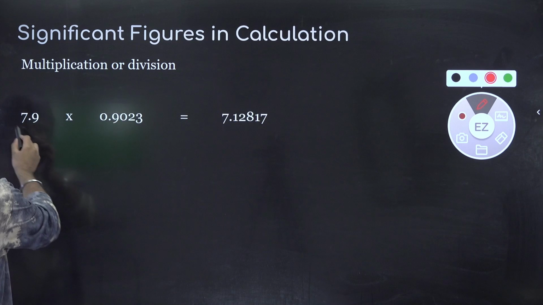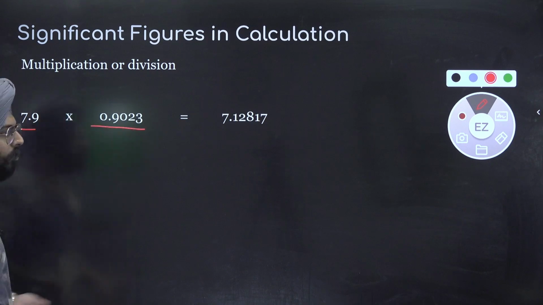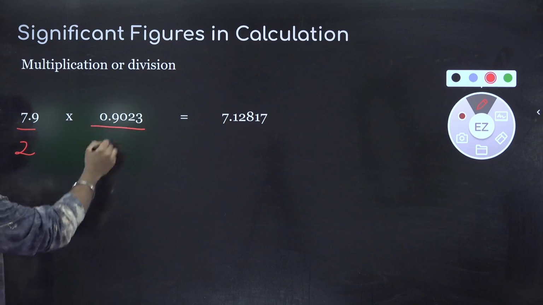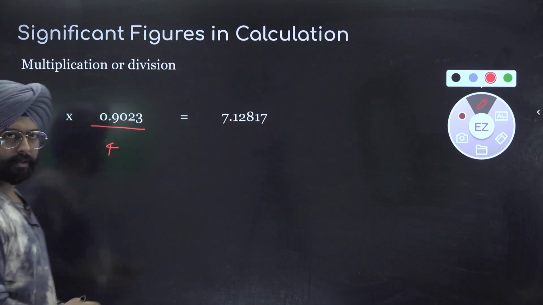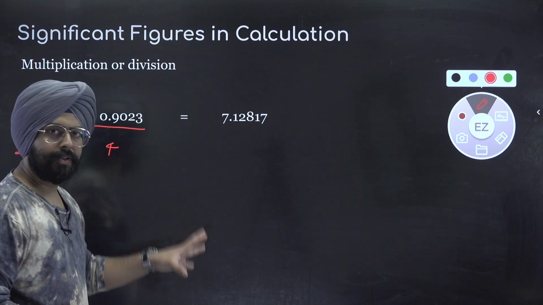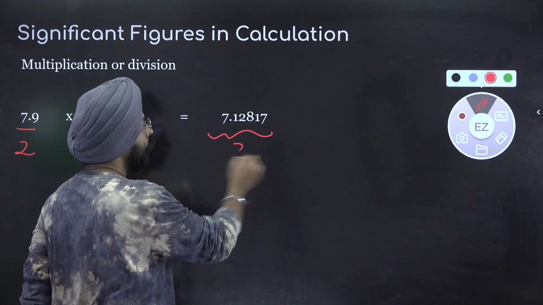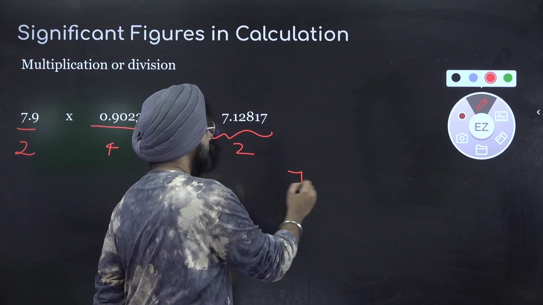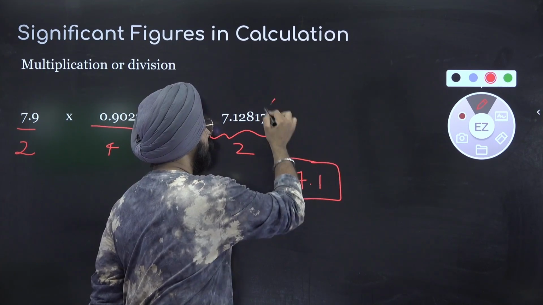Same thing over here. 7.9 multiplied by 0.9023. This guy has only 2 significant digits. This guy has 4 significant digits, right? So ultimately my answer should have only 2 significant digits. If I have to round it off to 2, what will this be? 7.1. So this is my correct answer, not this.